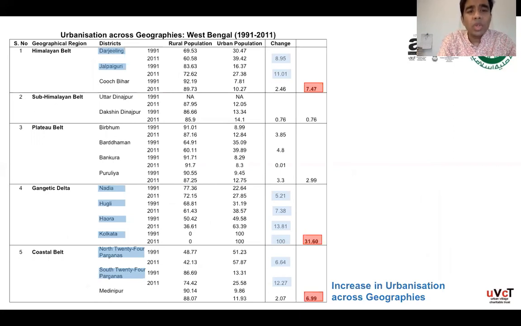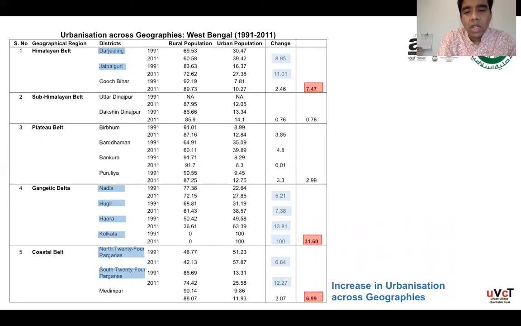The major change can be seen in the Gangetic Delta. Of course, Kolkata is a major contributor to it because of its 100% urbanization. However, Howrah is around 14%, Hooghly is also around 8%. So it's an average of 31.6%. That's the increase in urbanization that has happened since 1991.